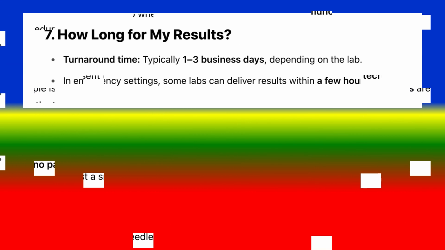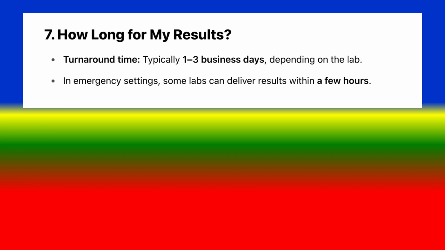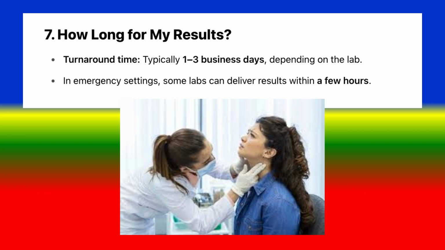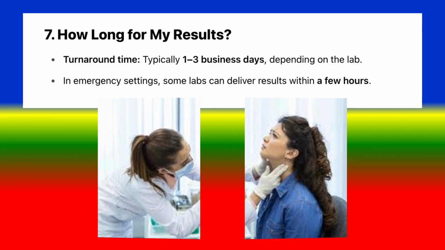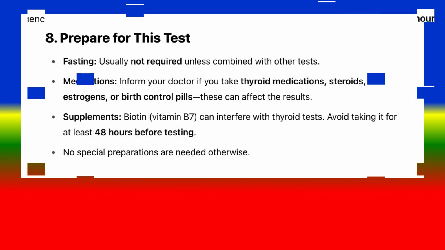Number 7. How long for my results? Turnaround time. Typically 1 to 3 business days, depending on the lab. In emergency settings, some labs can deliver results within a few hours.